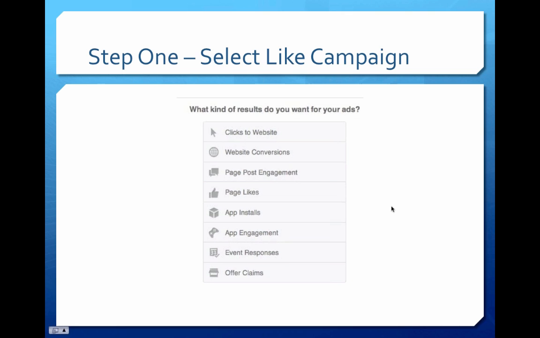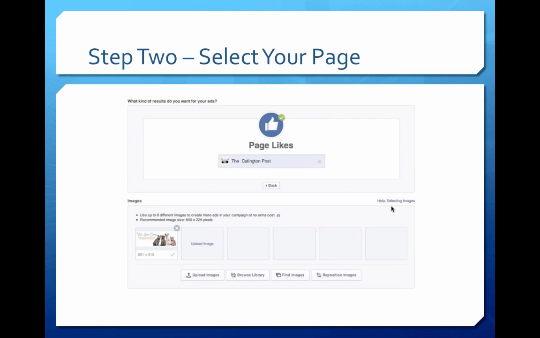So number one, when you come to Facebook and you say create a new ad, you're going to see, or at least right now, this is what you're going to see. What kind of results do you want for your ads? We're going to be doing a page likes campaign. So you're going to click page likes. Then it's going to say, which page do you want? Clearly, you have to have a page first. If you don't have a page, you can't do page likes.